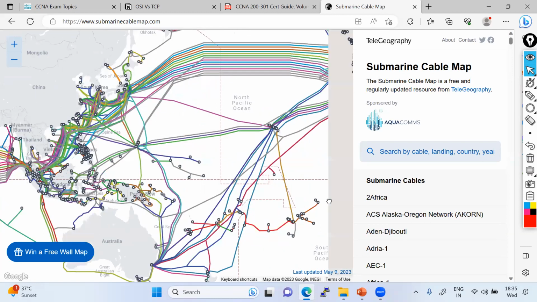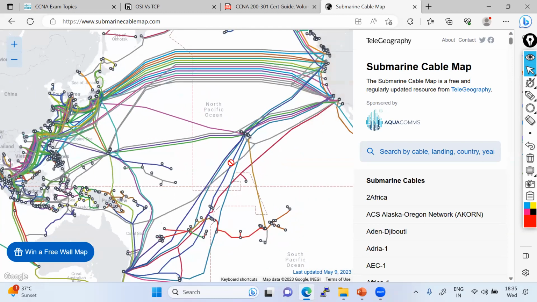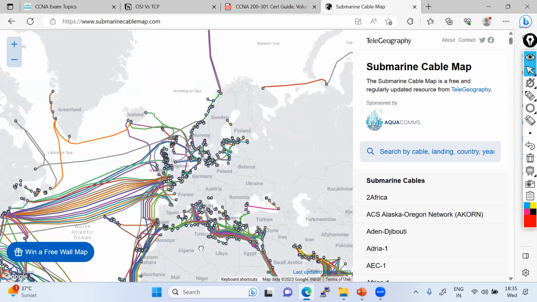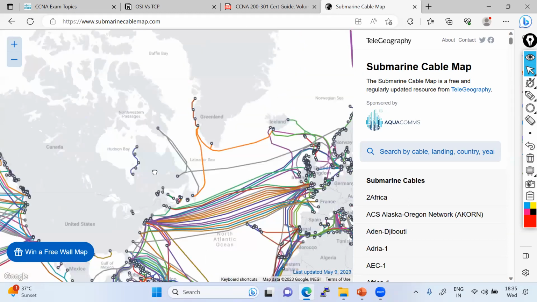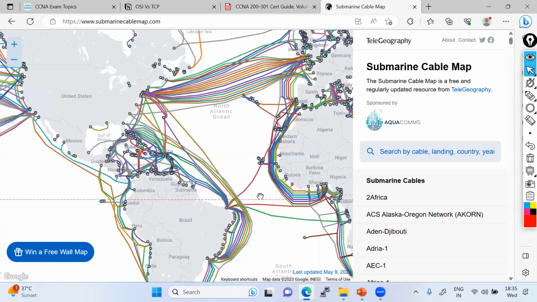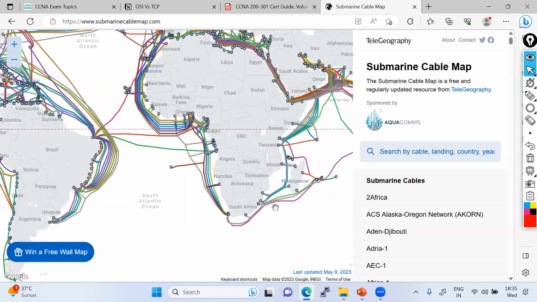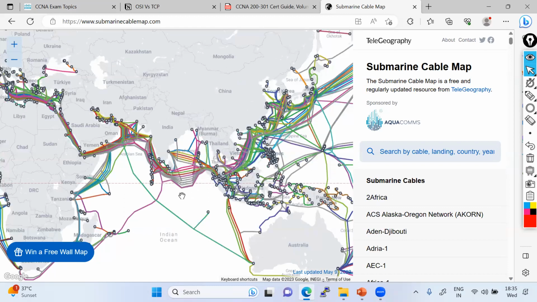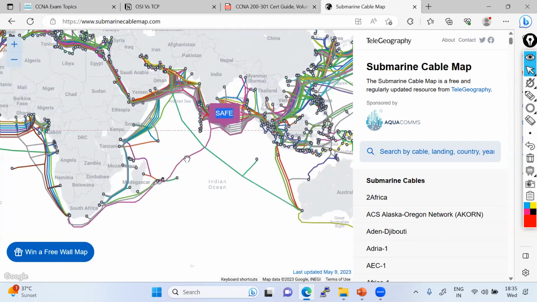North Pacific. Let me see where the US is. This is the United States. Okay, so maybe the United States is connected this way somewhere. This cable is going, and this is connected with India. You can see this cable is coming from India, and this one might be going to the US. Maybe there are some other cross connects too, but you can see all these cables.